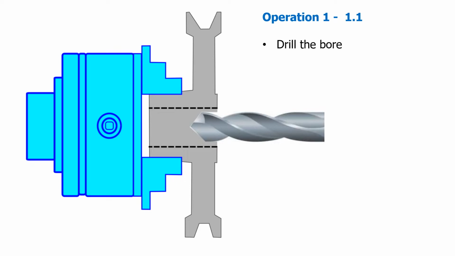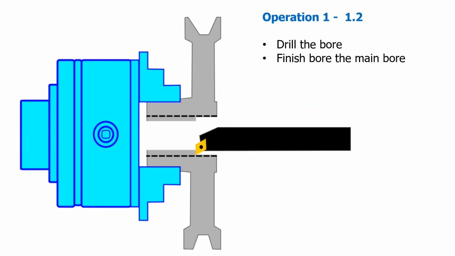Operation 1, step 1.1. Drill out the hole and make some room for the boring bar. Operation 1, step 1.2. Finish bore the hole to the correct size, tolerance and surface finish.